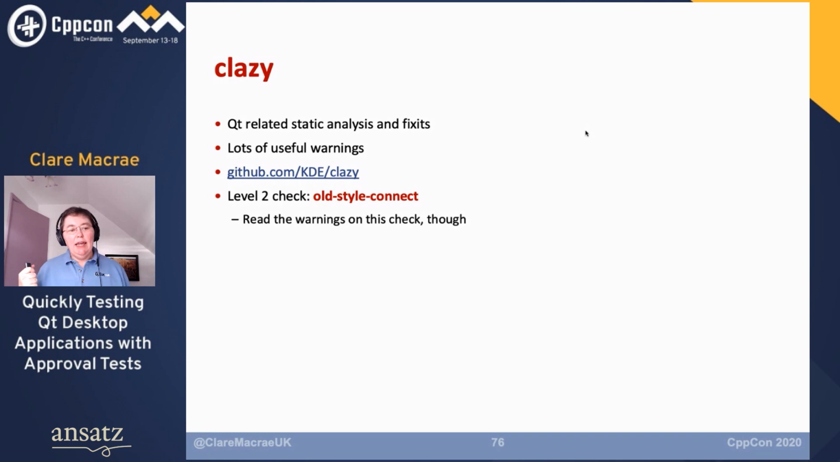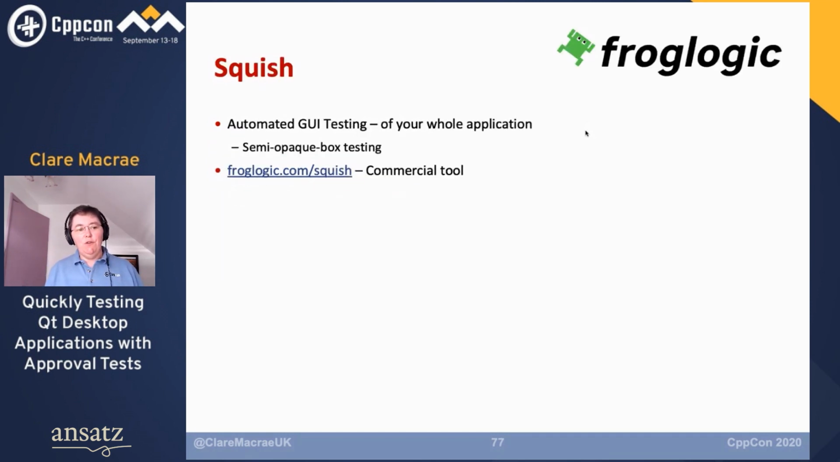Clazy is a static analysis tool that speaks Qt. It's got lots of useful warnings to point out errors, likely errors, and inefficiency problems in Qt code, and it has a fix-it for old style connect. So that's how you can update your Qt 4 style connections to Qt 5.